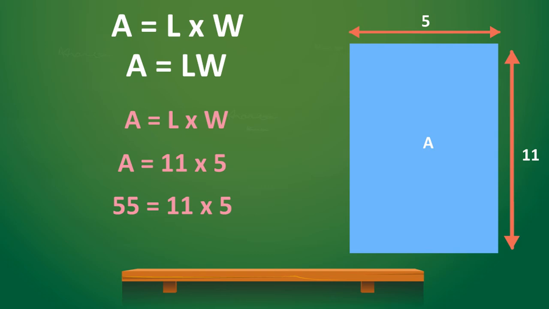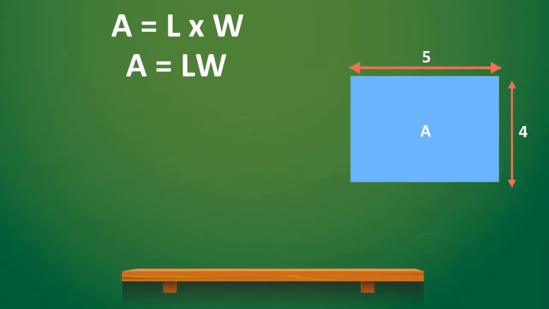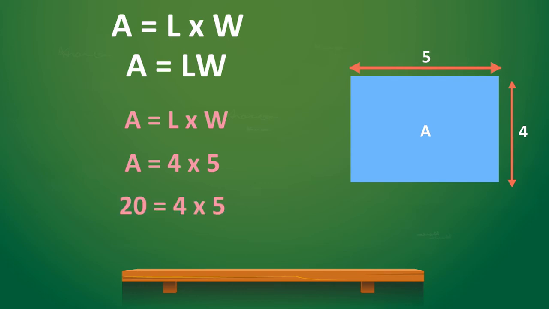Okay, let's go again. Take a look at this quadrilateral. What is the area of this shape? Look at the formula, substitute in the numbers where they should go, and you'll solve it easily. Pause the video and try this one. So here's what you should get. A, the area, is equal to 4, the length, multiplied by 5, the width, and the answer that we get when we do that sum is 20. So A equals 20.